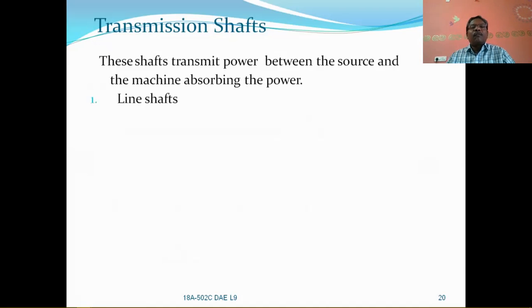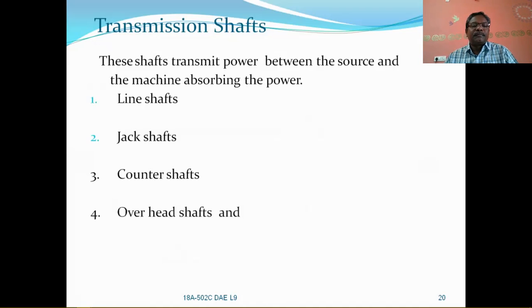So these shafts are once again divided into line shafts, jack shafts, counter shafts, overhead shafts, and all other factory shafts. These are the different types of transmission shafts. So let us see one by one.